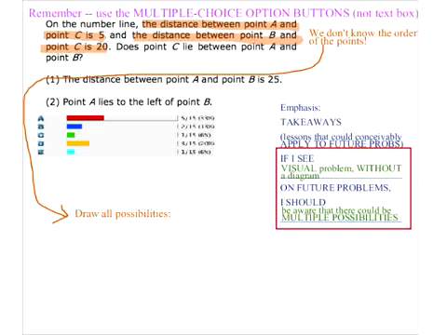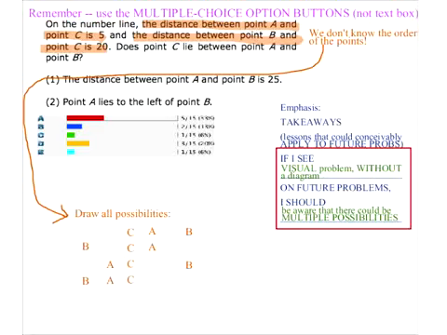So let's put C in the middle, because C is the one that's related to both of them. And then A or B, the distances are fixed, but we have this freedom of placement where they could be either on the left or on the right. So A is closer. You could put A on the right, or you could put A on the left. And then B is farther away, but B could be on the right, or B could be on the left. So there's our 4 possibilities.